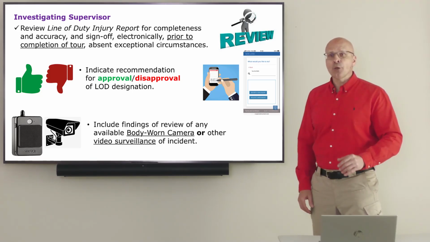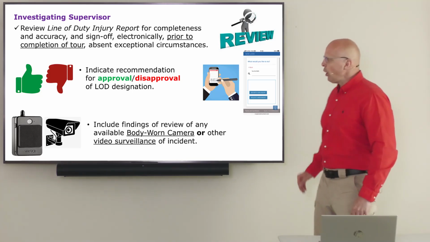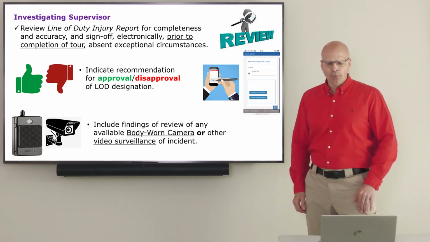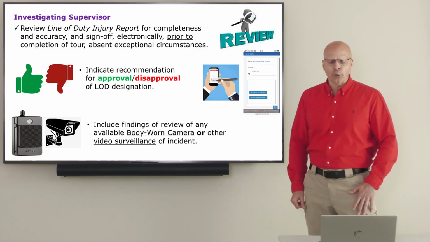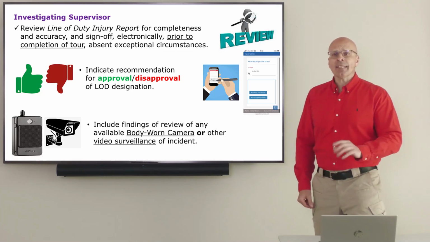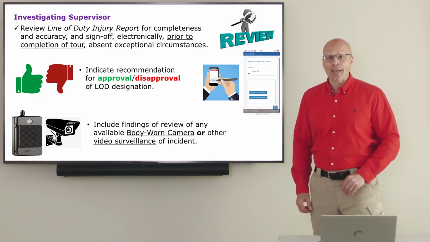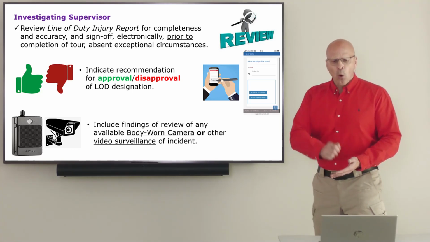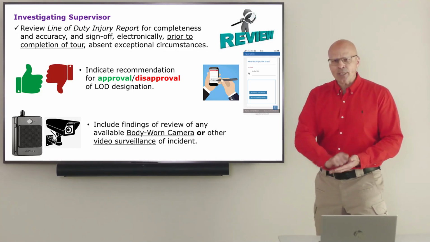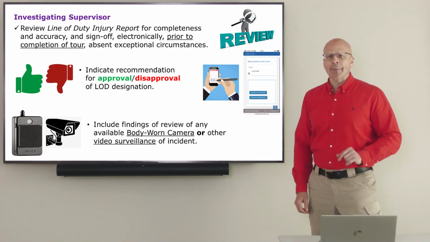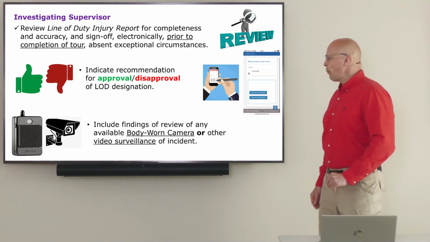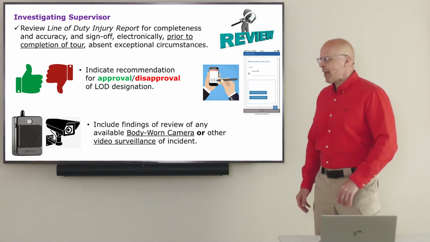No, you're not going to do either, because you will indicate the recommendation for approval or disapproval of the line of duty designation. See, the investigating supervisor just makes a recommendation. He recommends, yes, I recommend approval for line of duty, or I do not recommend it, I disapprove it for line of duty. It's a recommendation. And you will include findings of a review of any available body-worn camera or other video surveillance of the incident.